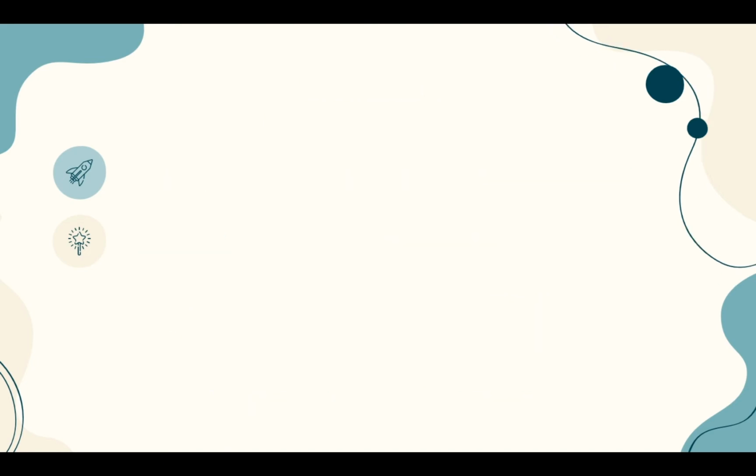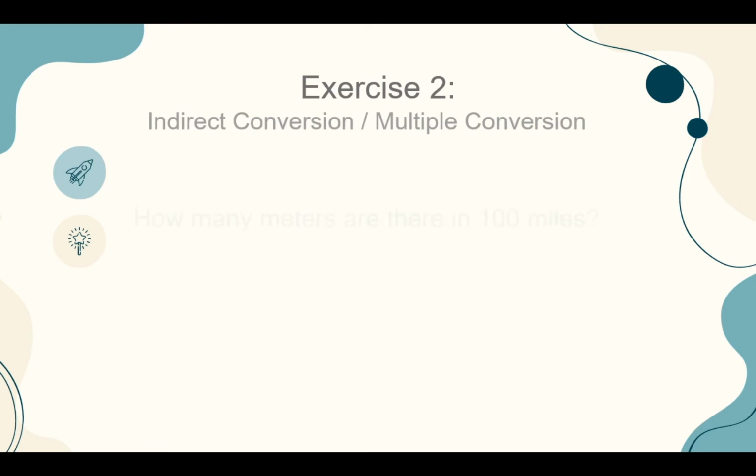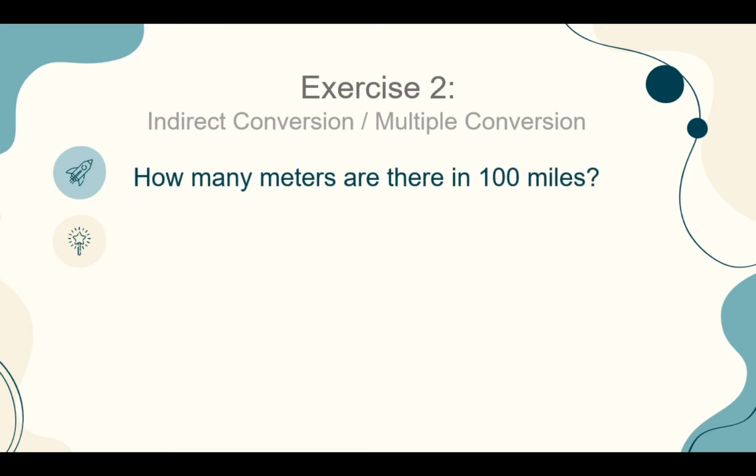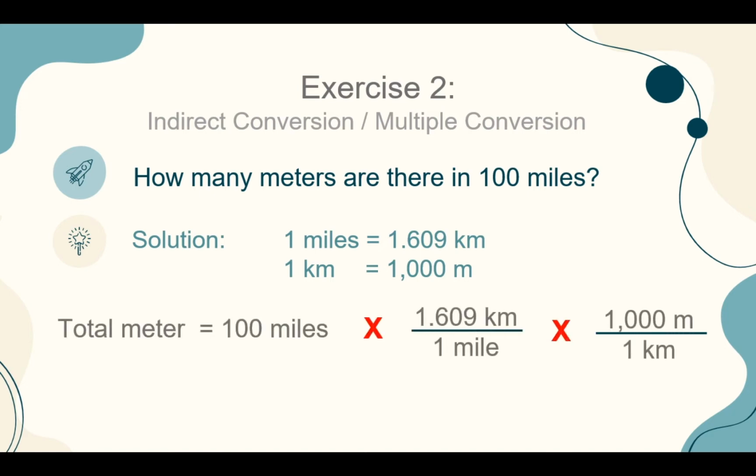Alright? So, exercise number 2, indirect conversion naman tayo, or multiple conversion kung tawagin. How many meters are there in 100 miles? Our solution is 1 mile is equal to 1.609 kilometers, and 1 kilometer is equal to 1,000 meters. So, ano ba yung hinahanap? Total meter is equal to, ano ba yung given, 100 miles, and then i-convert natin yung 100 miles into kilometers and then the kilometers into meters.